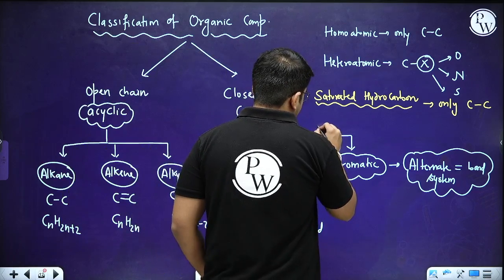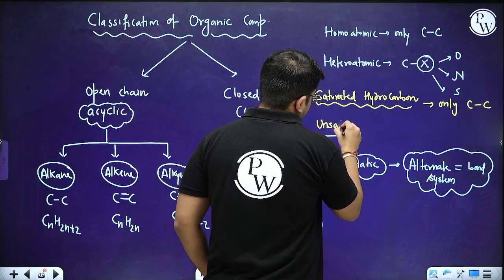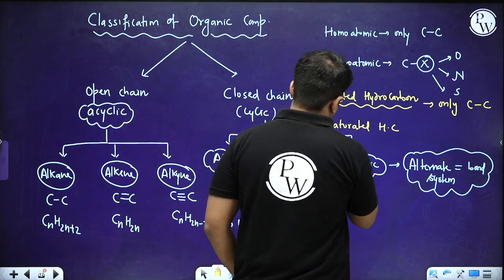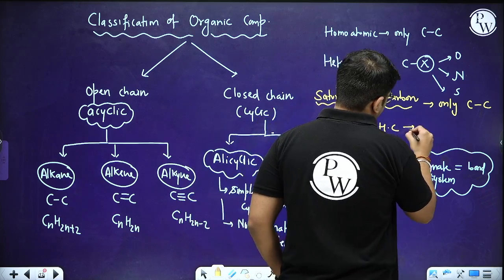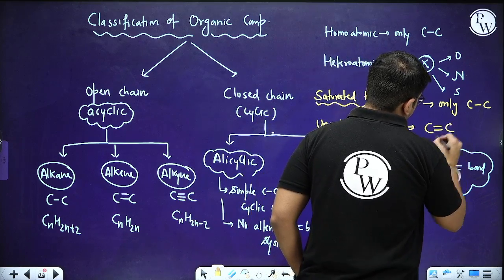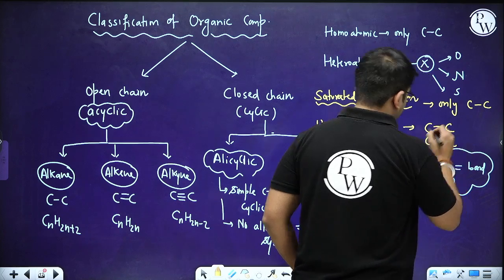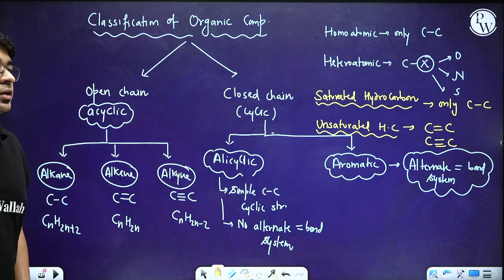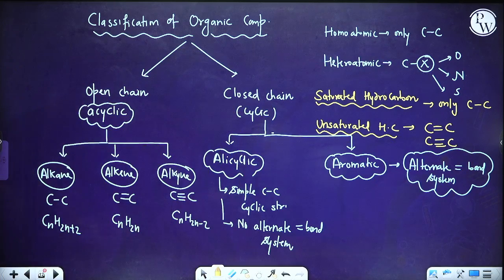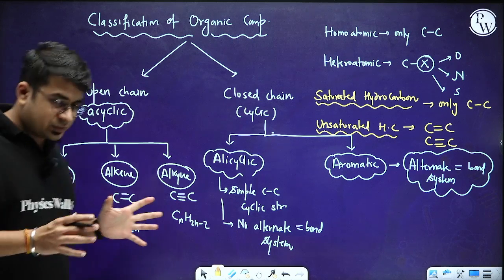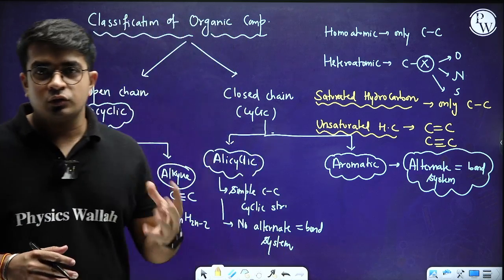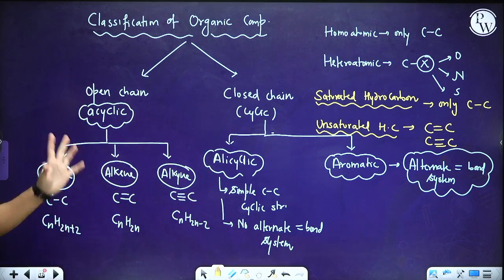And next one is unsaturated hydrocarbon, in which carbon double bond carbon is present, or carbon triple bond carbon is present. Those are actually known as your unsaturated hydrocarbons. Okay. So these were the prerequisites which were required to understand the basic idea of nomenclature. Okay. If you know these things, the entire part is clear.